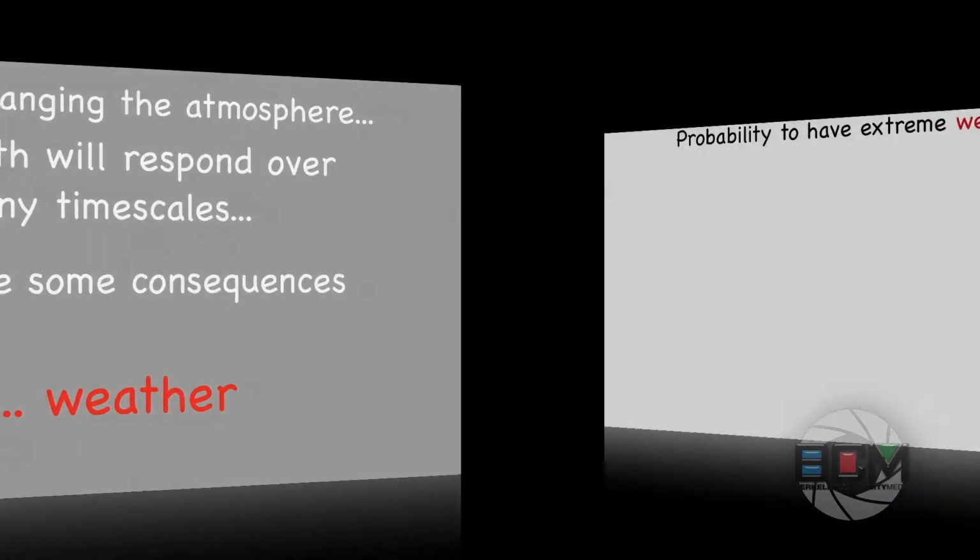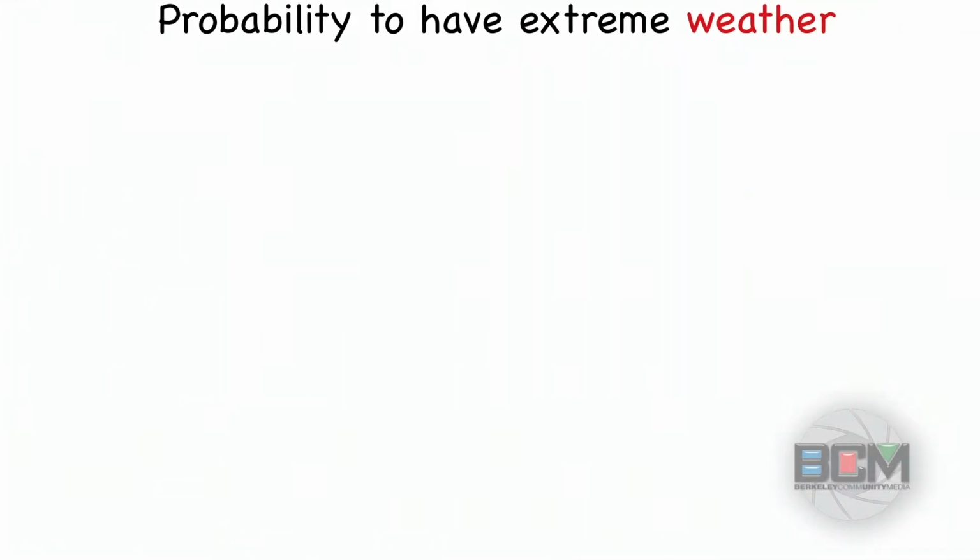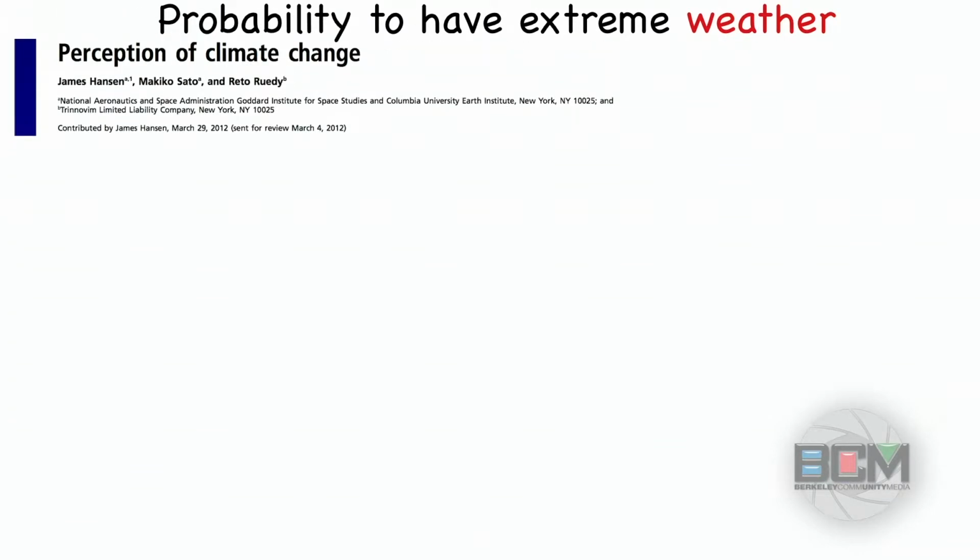So there are consequences. How about weather? We've talked about temperature. So the question is, if the average temperature increases slightly, what does that say about the probability for extreme weather? There's a paper I want to show you that's a little bit dated, but it's from our colleague Jim Hansen, who's now retired, but at the time he was at NASA. And he asked the question, what is the consequence of a small change in the average on the extreme temperature events?